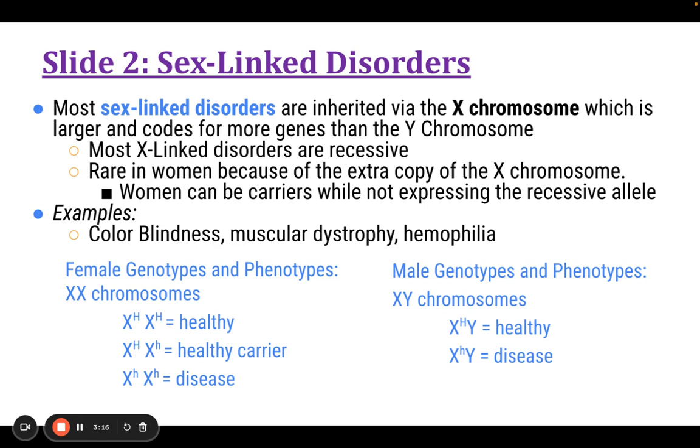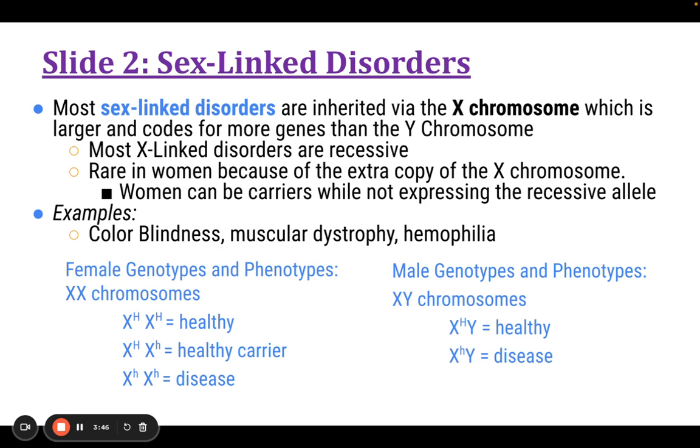The only way a female can express a sex-linked disorder or an X-linked disorder is if she is homozygous recessive for that gene on her X chromosomes, meaning that she carries both copies of that recessive allele. Now, it's a little bit different for males because males only get one copy of the X chromosome. So, from their mother, they can either get the healthy allele or the recessive affected allele.